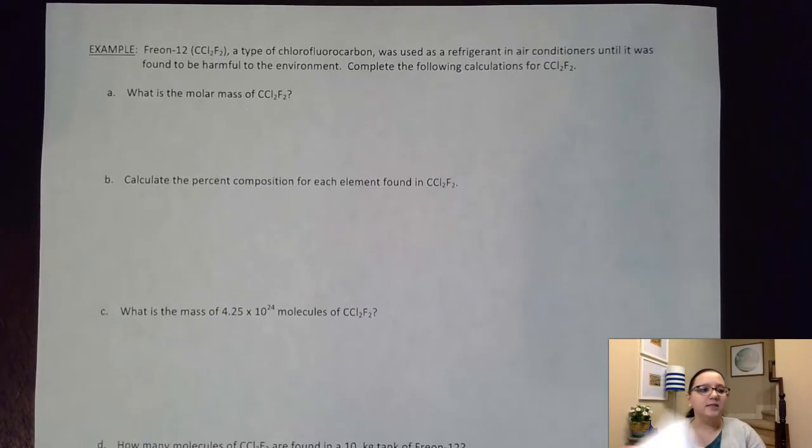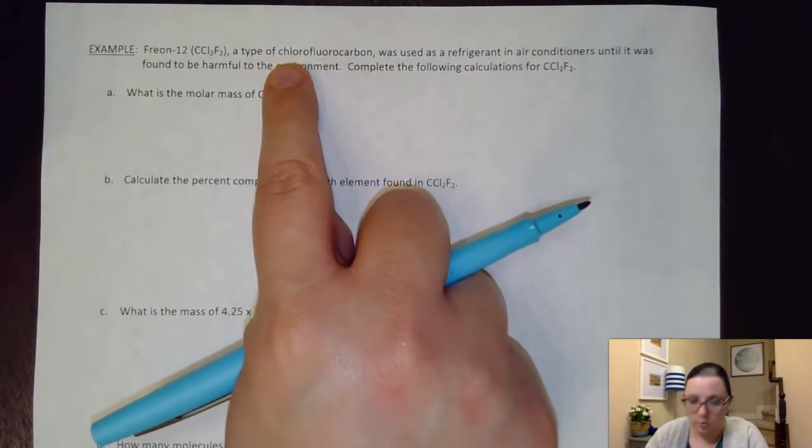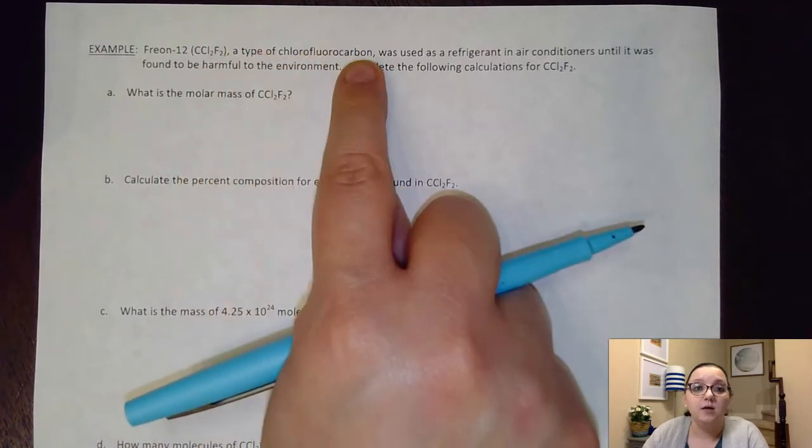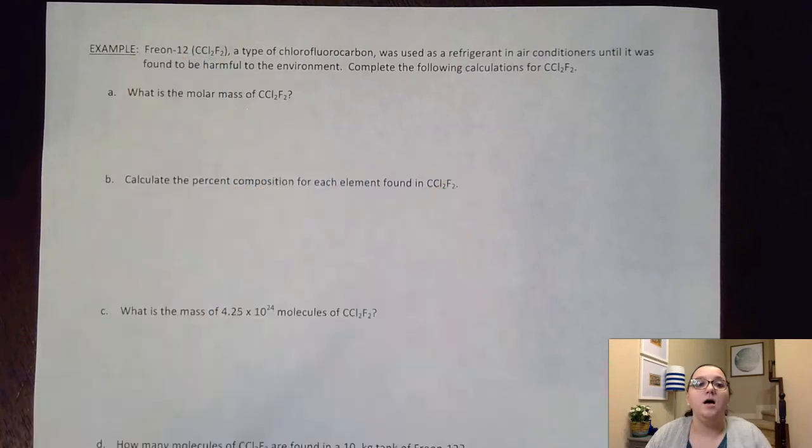This is using something called Freon 12, which is a chlorofluorocarbon. It has chlorine in it, the Cl2, fluorine in it, the F2, and carbon at the front of it. So chlorofluorocarbons have been found more recently to be bad for the atmosphere. It breaks down ozone, which is not good. And so they've replaced traditional Freon with some new formats over the last couple of years. Really old air conditioners still use Freon, but the new ones do not. So we're going to do these calculations for the Freon, the CCl2F2.